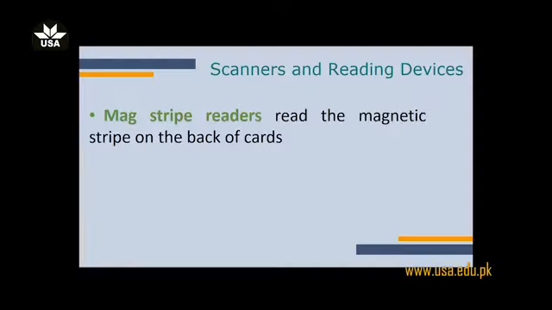Next thing is the mag stripe reader that reads the magnetic stripe on the back of the card. Our credit cards, our entertainment cards, bank cards, contain a specific mag stripe which contains our information, our name, our account number. If it is a credit card, it contains information about our account number, our country code, and some secret information that is embedded on the mag stripe.